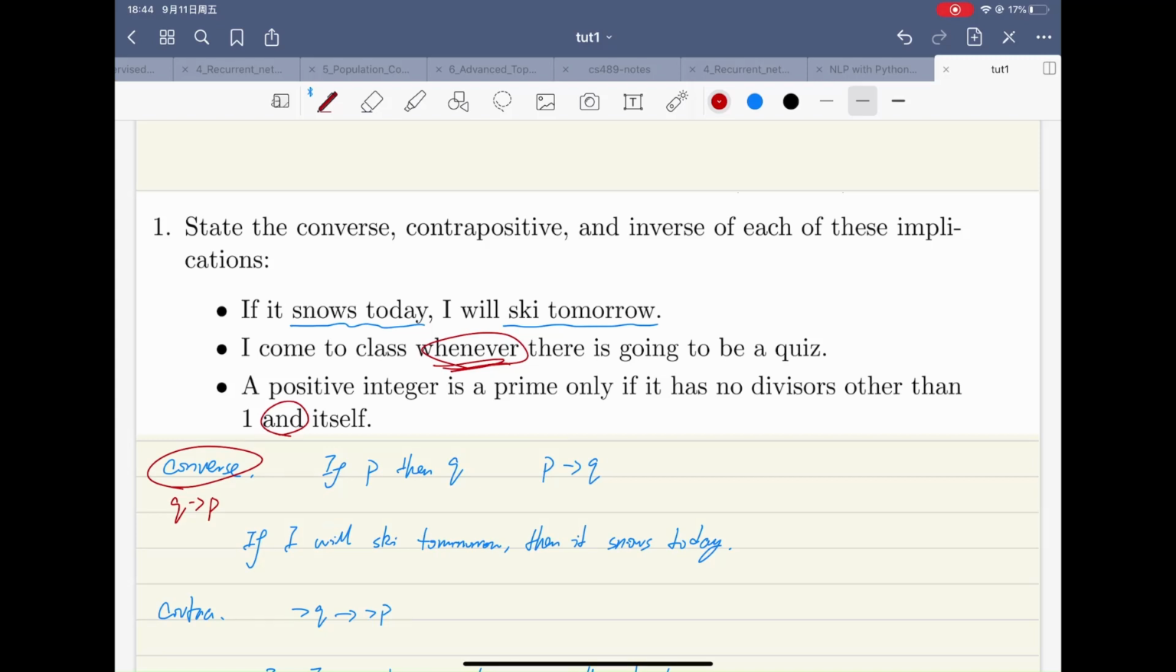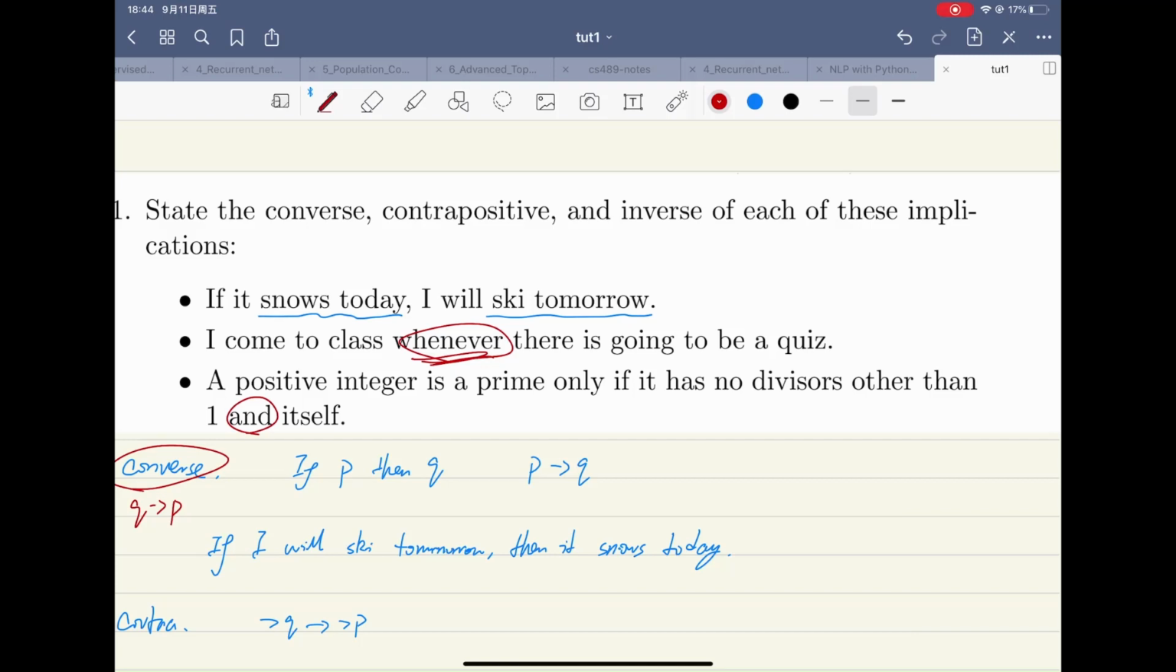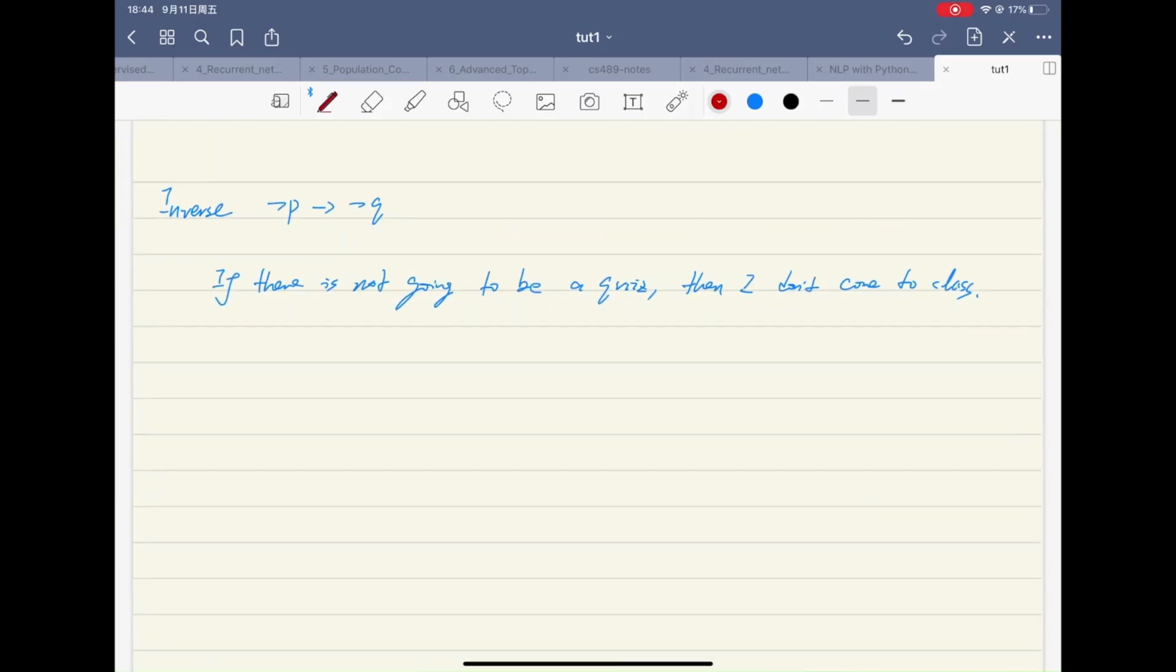But don't worry about that. It's just the same way, right? We first simplify the statement. So what's the statement? A positive integer is a prime only if it has no divisor other than 1 or itself. So the third one, I tried to simplify it first.